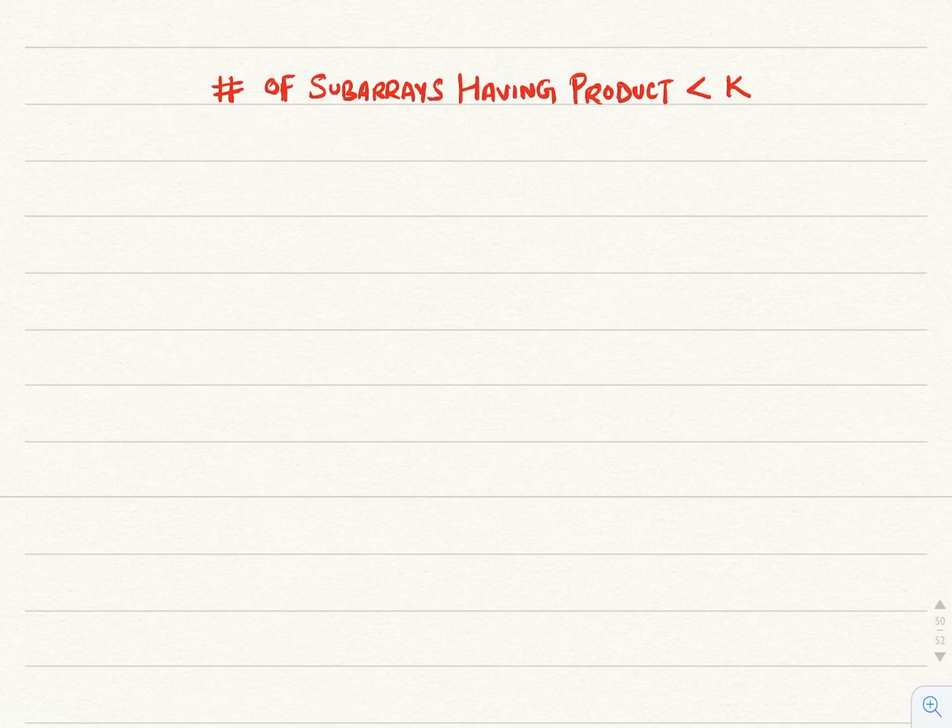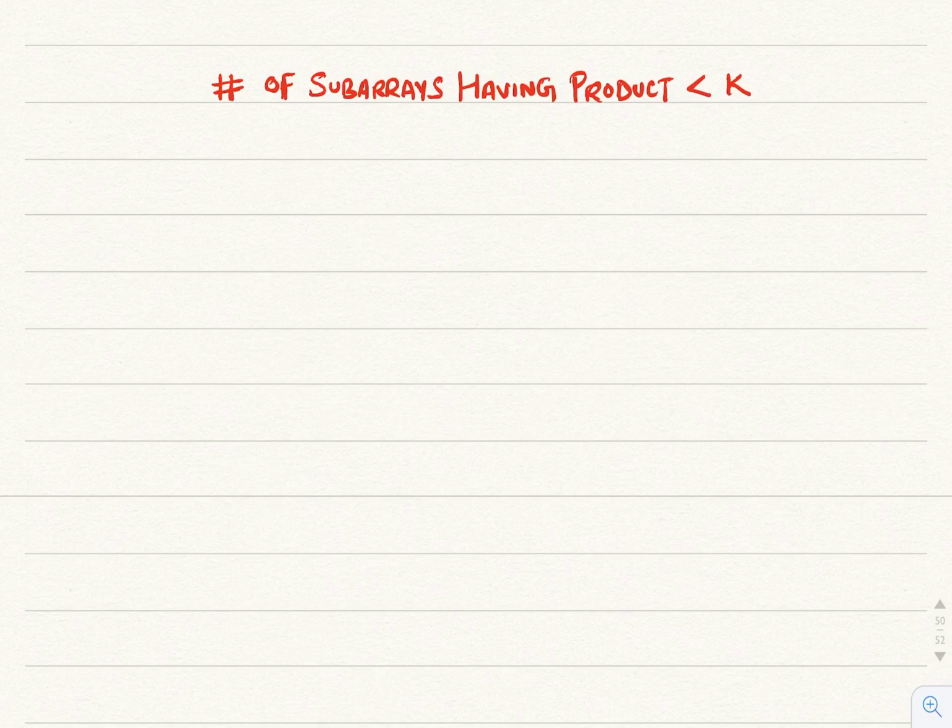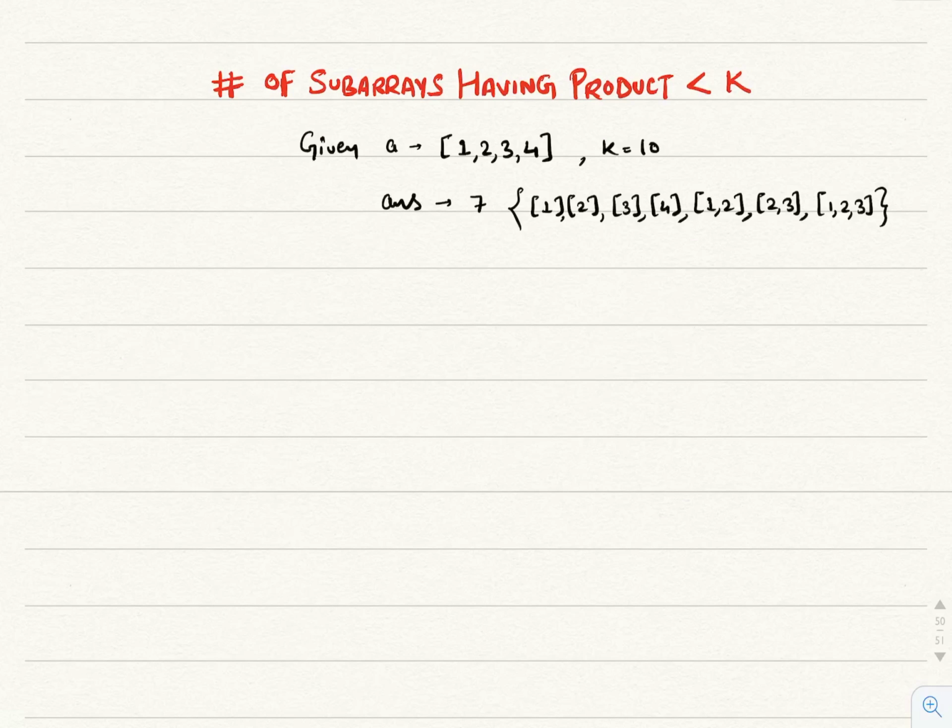Hi everyone, the problem I'm going to discuss in this video is: given an array of positive integers, we have to calculate the number of subarrays having product less than a given number k. Let's look at an example. We have an array A containing 1, 2, 3 and 4, and k is 10. The number of subarrays in the given array which have product less than 10 are as follows.